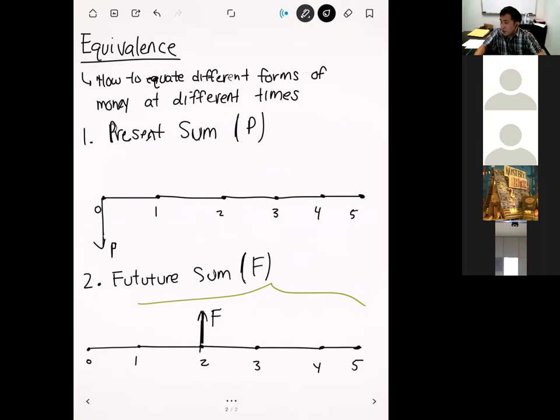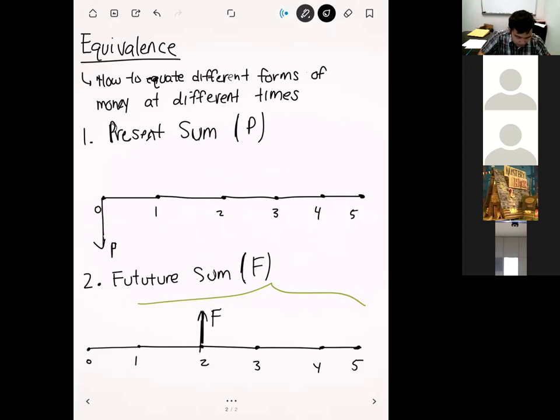Yes, a present sum can also be a benefit. It could be a benefit or a cost. The only thing with a present sum is that it occurs at year 0, so it could be either a cost at year 0 or a benefit at year 0. A benefit is just any gain in money, so that would be an up arrow.